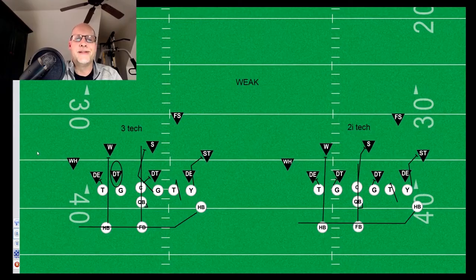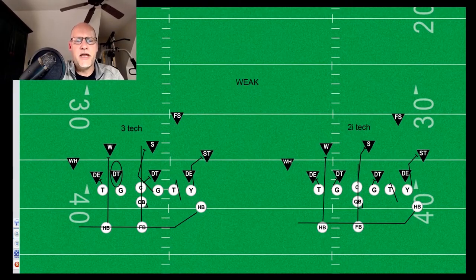So when we run what we call blast, it's our weak side belly, which is blocked just like this, with the exception that we're blocking man on, and if we've got a 3 technique, we'll XB it. But that's for another day. So let's look at running it weak. We need to control this guy, and we control him with that backside wing back.